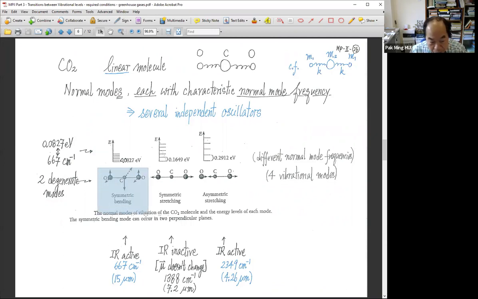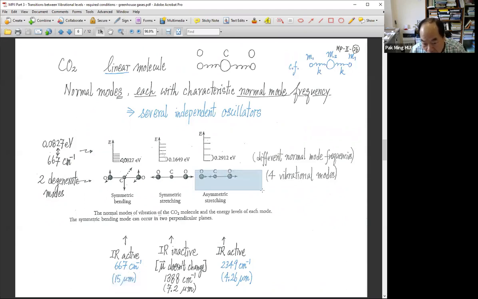For this, the most concerning one, symmetric bending, there are two modes, 1, 2, 3, 4, okay, good. We count the right number. So this, in terms of wave number, the normal mode happens at 667 centimeter inverse. In terms of wavelength, 15 micron. And then there are other ones also changing electric dipole moment.